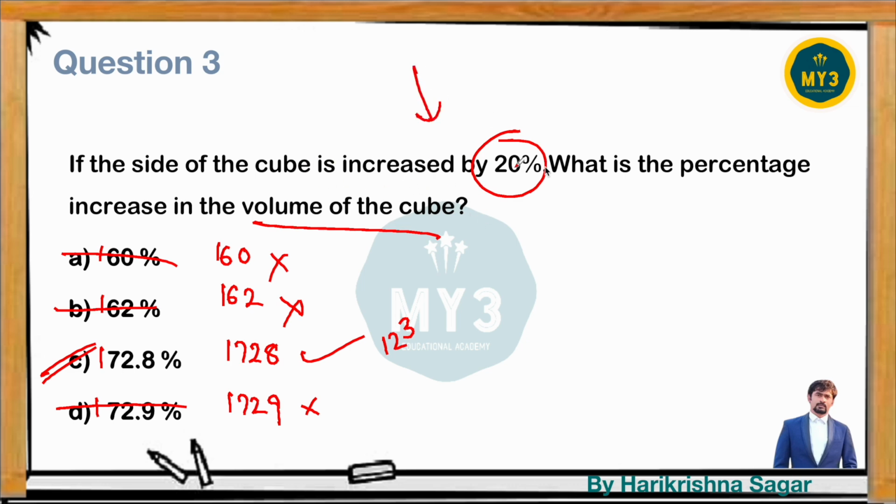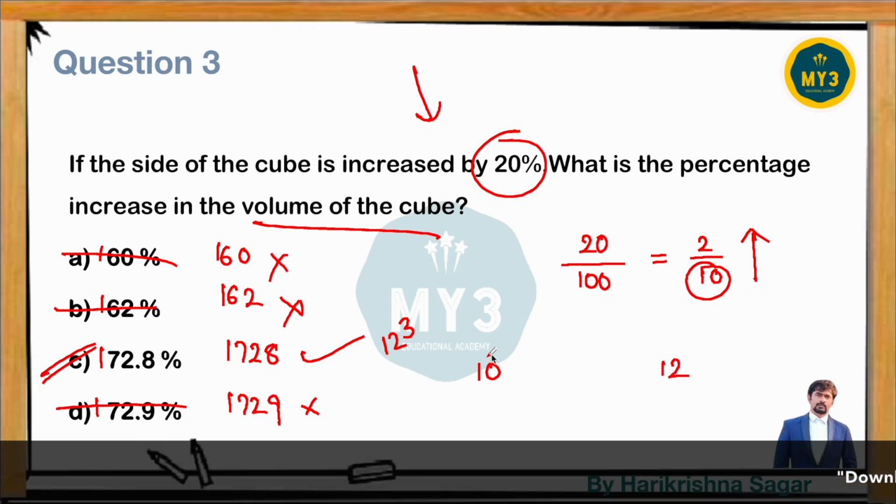Cube number, the side length is increased by 20%. What is meant by 20%? 20 by 100. What is meant by 20 by 100? We can write it as 2 by 10. So 2 by 10 is an increase. That means the initial base is 10. Now it is increased by 2. If 10 is increased by 2, the new value will be 12.